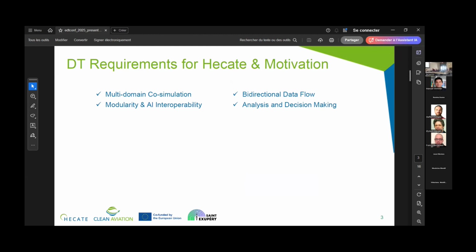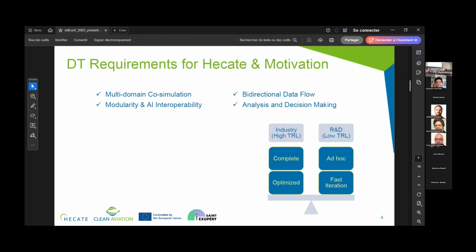Modularity and AI interoperability. This is a very important point, because we're in a setup where solutions should be evolutive. We are trying different tools or possibilities, and we need this flexibility and integration. And finally, of course, analysis and decision making.